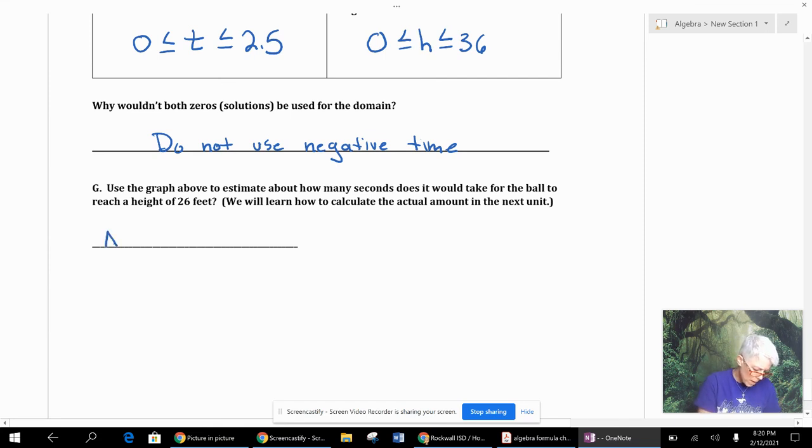I'm not going to go ahead and work this out because I'm running out of time here, but I will answer the question. 1.75 seconds.